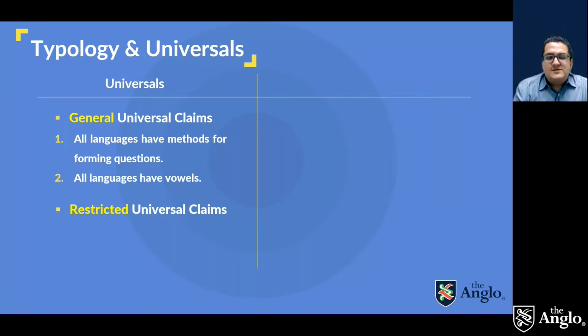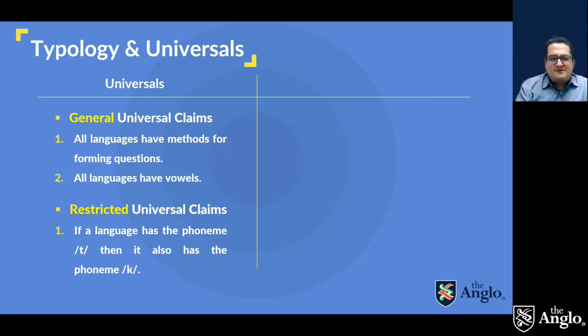There are also certain claims that are more restricted, which means that they can be true for most of the languages, but not for all of them. And the number of languages in which these claims are not true is very limited. So, for example, we can say that if a language has the phoneme t, then it also has the phoneme k. This is what the claim says, but we know that there might be a language out there that does not follow this universal strictly.